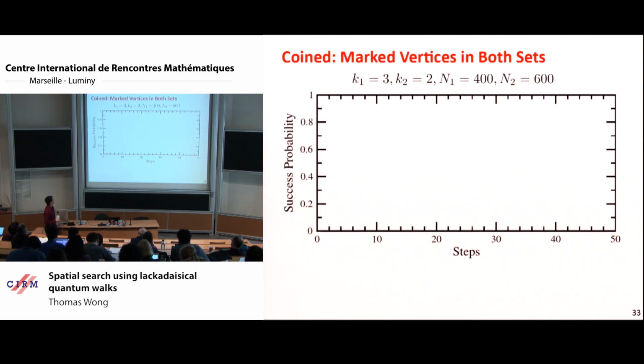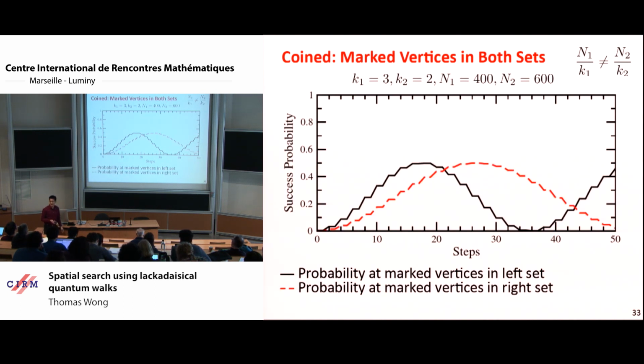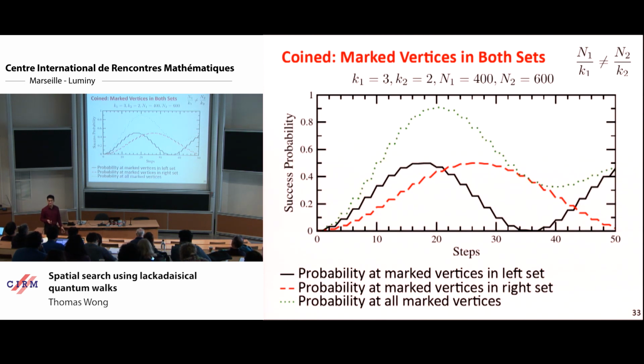If the densities are different, so here I've changed the value and swapped these two sizes, the first set is going to peak there, and the second set on the right is going to peak at a different time. So of course if you add them, you won't reach a success probability of 1, you'll get something a little bit less.